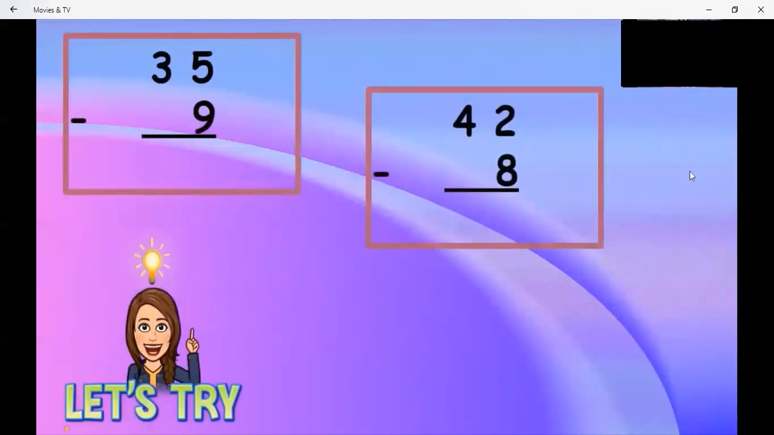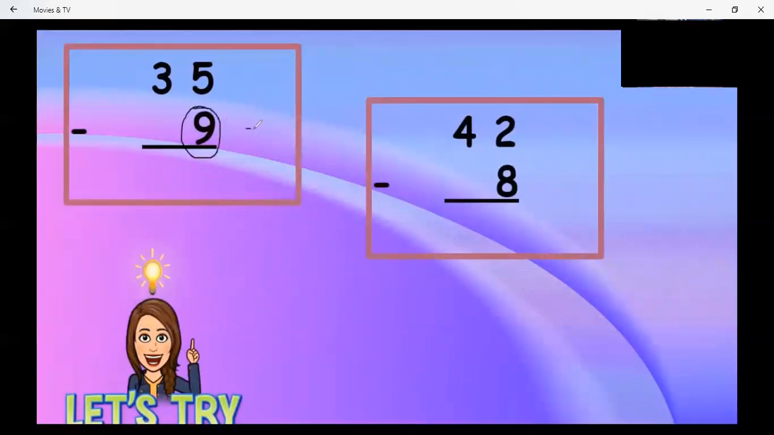All you need to do is think of a number that, if you add it to 9, the answer is 10. Of course, the answer is 1. So 9 plus 1, the answer is 10. After that, we can now subtract the numbers. So 35 minus 10, of course, the answer is 25. Since you added 1 to 9, we will also add 1 to the answer. So 25 plus 1, the answer is 26.